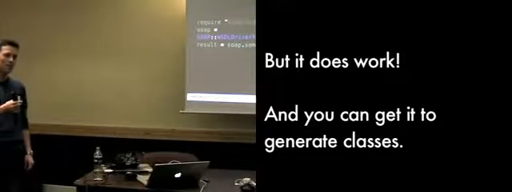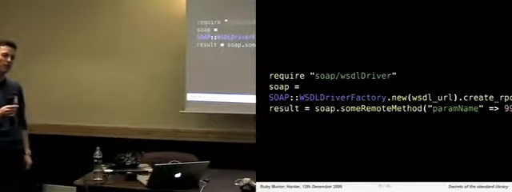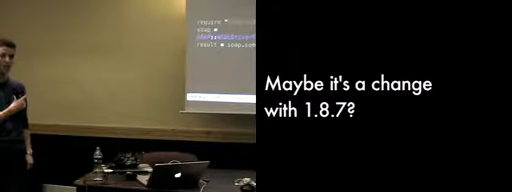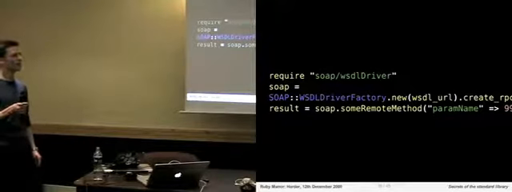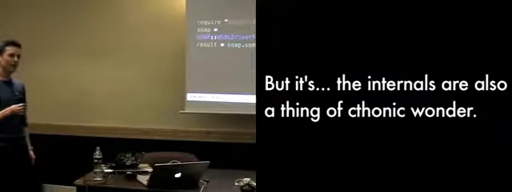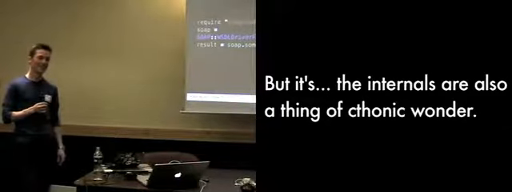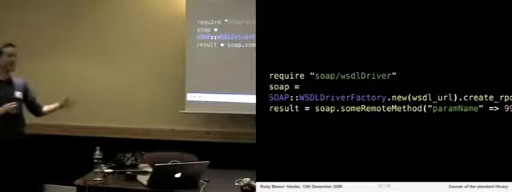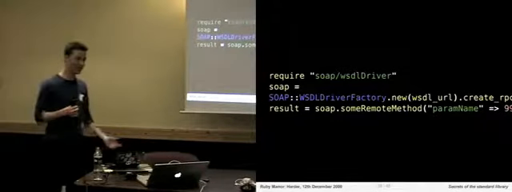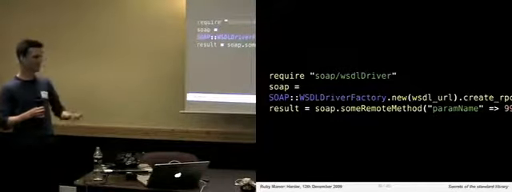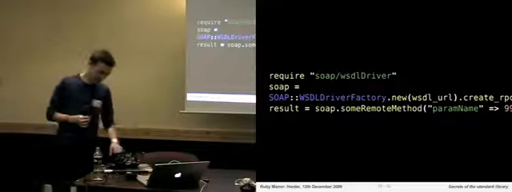Oh, that's useful then. But it does work. Yeah. And you can get it to generate classes. I'm not sure that's true though, because I debugged some stuff with IRB using this. Maybe it's in 1.8.7. Yeah, they must have. Yes, that's possible. But the internals are also a thing of chthonic wonder. I was actually really impressed that this worked, because I always thought SOAP was really hard. Turned out in this one case it worked for me.